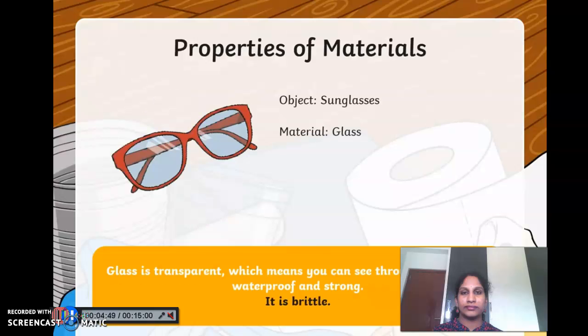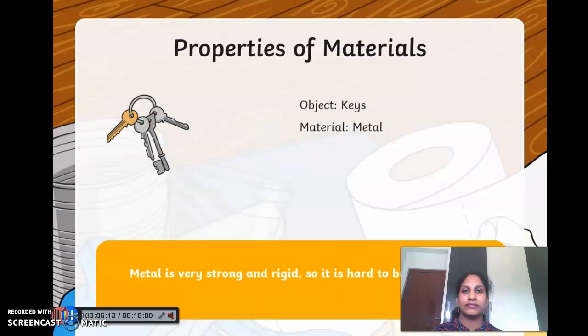Here the object is sunglasses. They are made from the material glass. Glass is transparent, which means you can see through it. It is also waterproof and strong. Although we can say glass is brittle. Brittle means when something is hard but it can be easily broken. Here we have some keys. They are made from the material metal. Metal is very strong and rigid, so it is hard to break or bend.